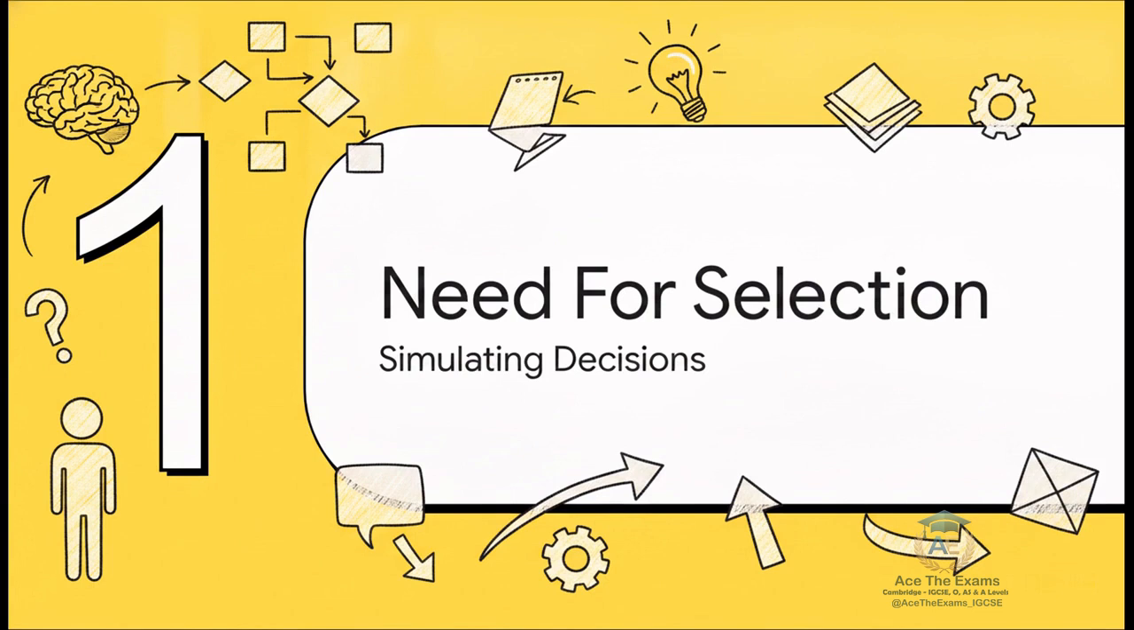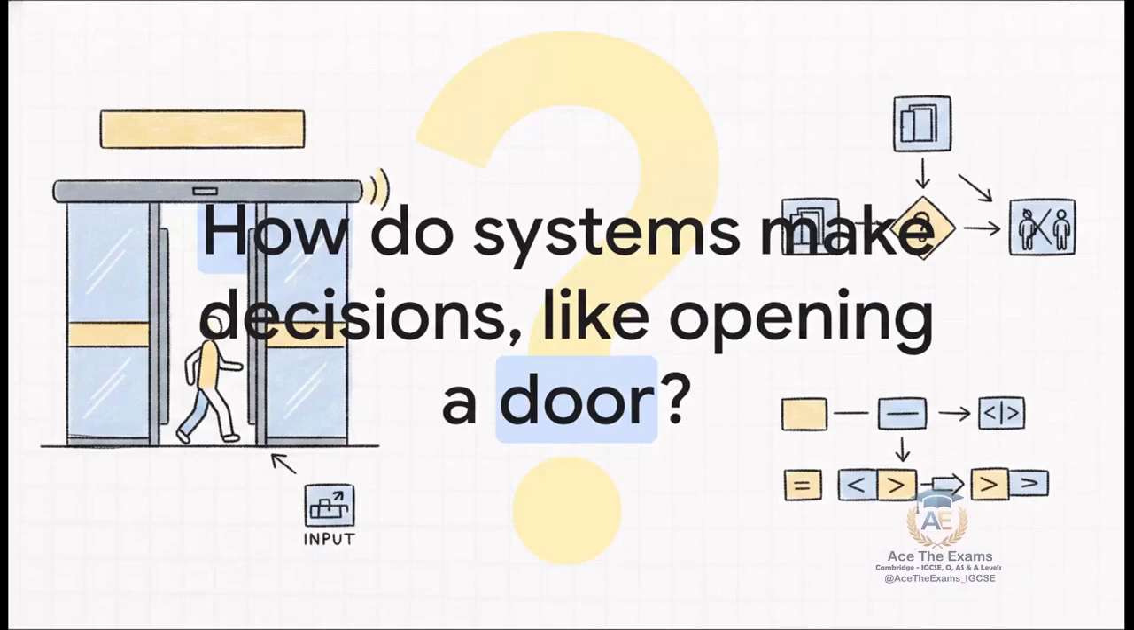Let's start with part 1, the need for selection. Think about walking up to the entrance of your local grocery store. That automatic door magically slides open for you, right? But it stays firmly shut when nobody is there. So how does the system actually know to do that? It might look like the system is making an active, conscious decision on the spot, but the reality is way more structured. It's been logically designed to complete a very specific process based entirely on the input it expects to receive.